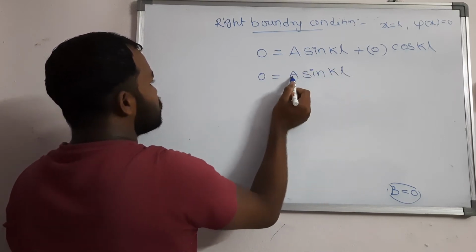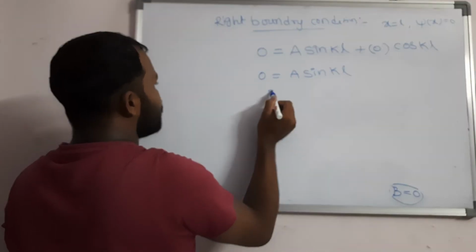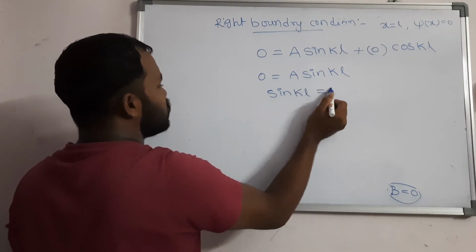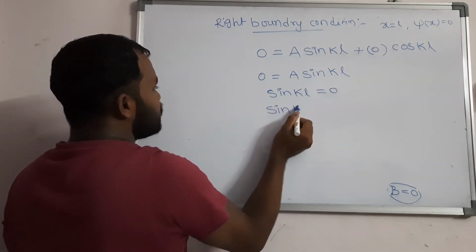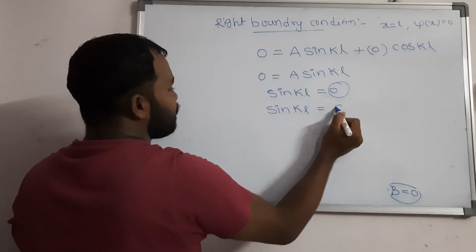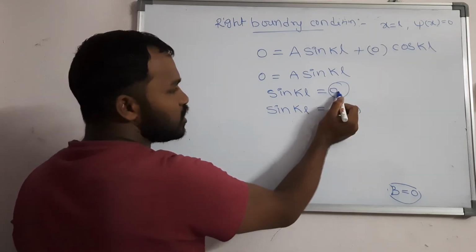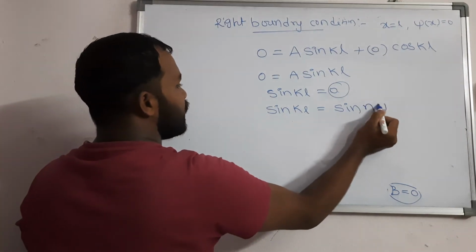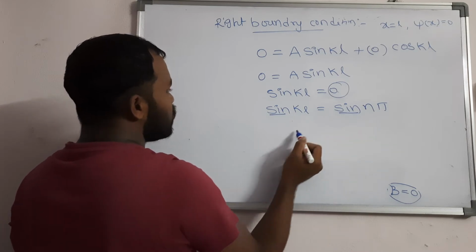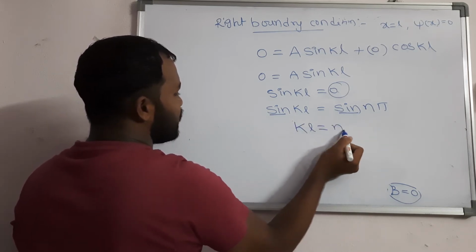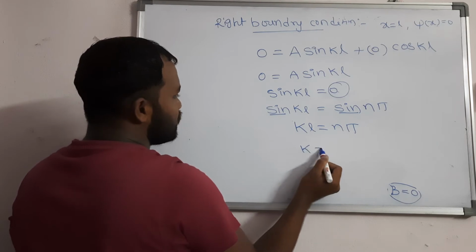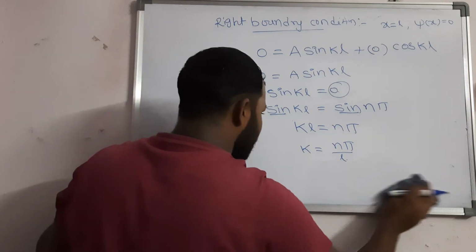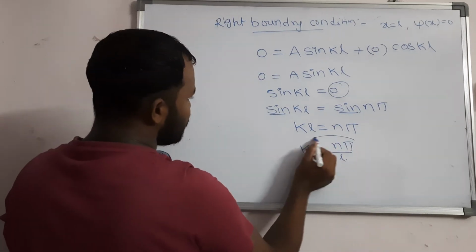So you will get only sin kl is equal to 0, since 0 by a is 0. Directly, sin kl is equal to 0. Sin 0 is 0, and sin n pi is also 0, so you should write sin n pi. Both sides have sin, so you should write kl is equal to n pi. If I want the k value, that is n pi by l. K is equal to n pi by l. This is the k value.